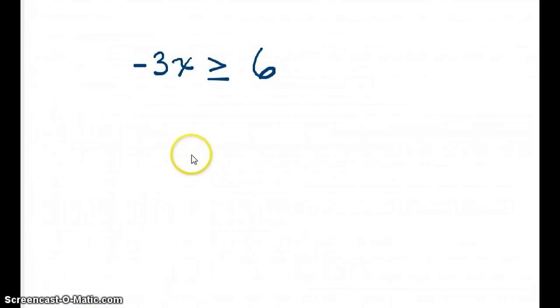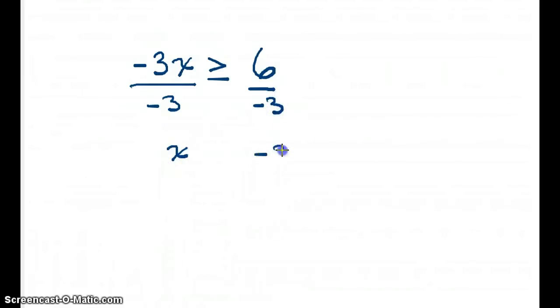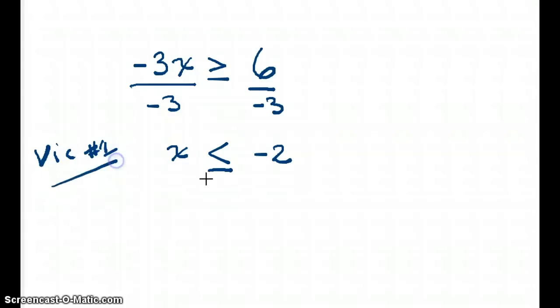Well, here we have negative 3x is greater than or equal to 6. So everything's been done except for dividing by the coefficient. So I divide by negative 3, and I get x, and I get negative 2, and I just change the sign. Very important concept, number 1 for tonight. I flipped the sign. Well, why did you do that, Mr. Lawrence? Well, let's take a look at an example here.